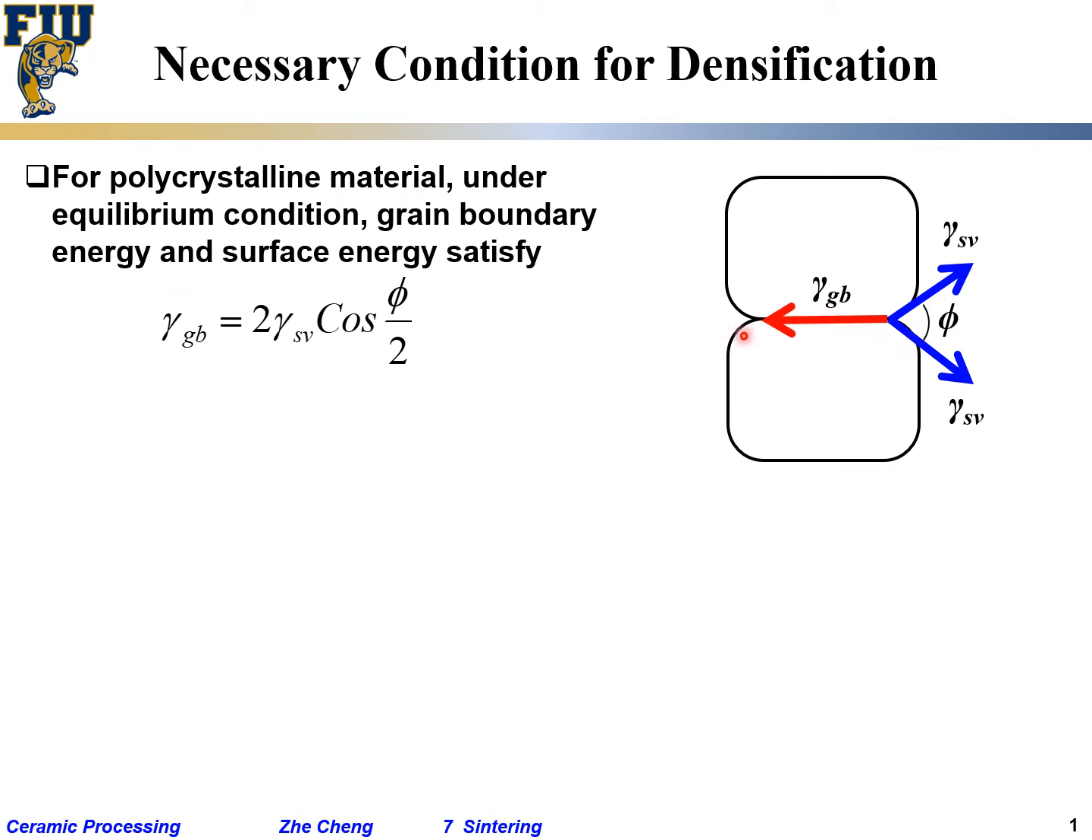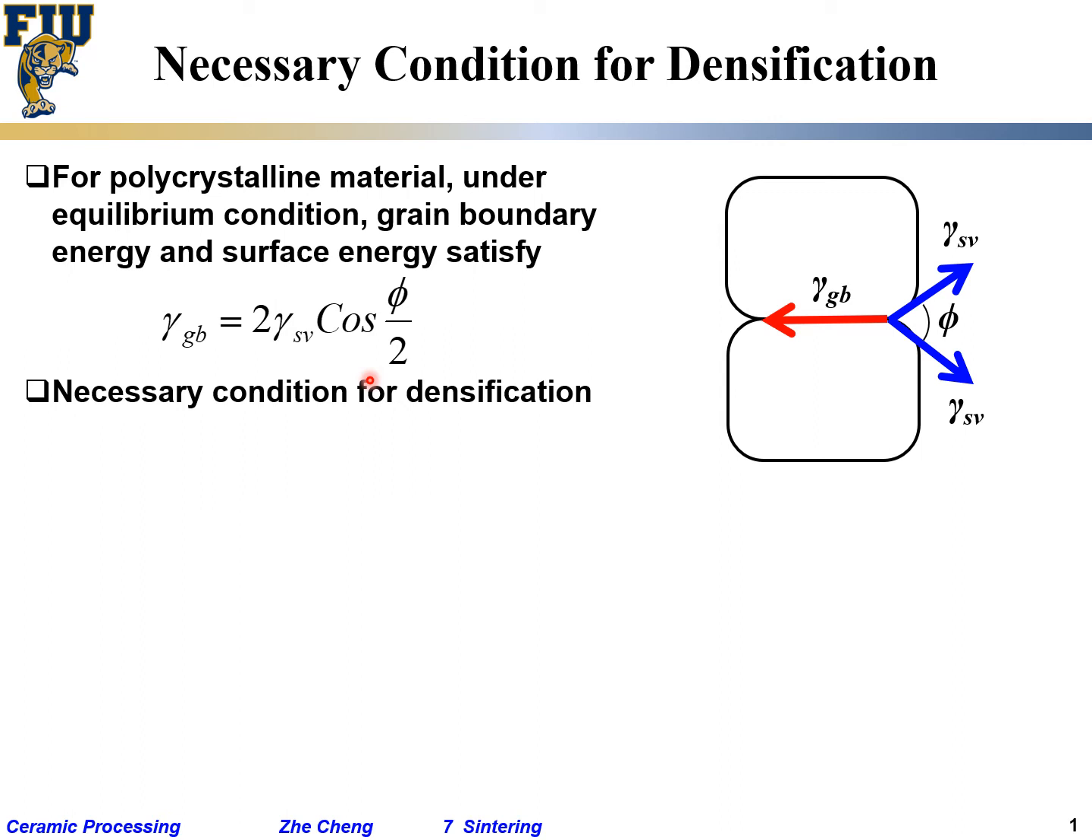Grain boundary energy equals 2 times gamma cosine half theta. Make sense? Cosine half theta gives me the projection here, and I'm adding 2 together for these 2 grains coming together. That's under so-called, quote-unquote, equilibrium condition. Okay?